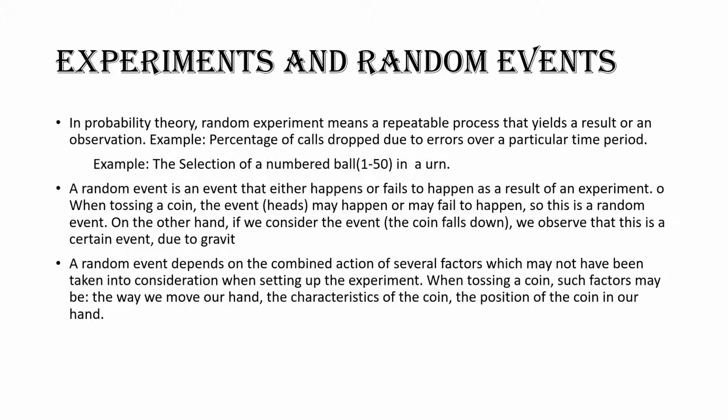A random event is an event that either happens or fails to happen as a result of an experiment. When tossing a coin, the event of heads may happen or may fail to happen. So, this is a random event. On the other hand, if we consider the event, the coin falls down, we observe that this is a certain event due to the gravity.